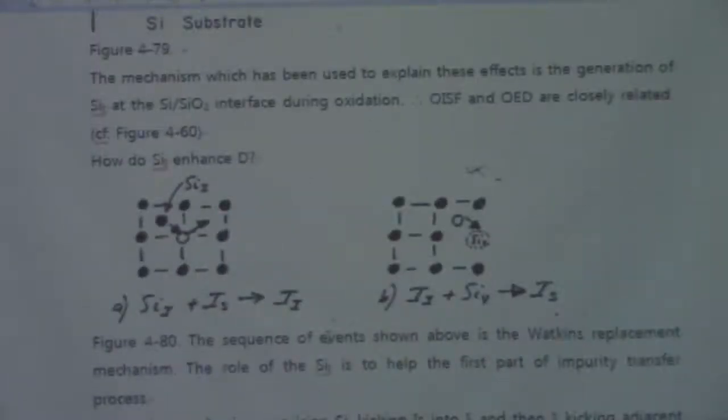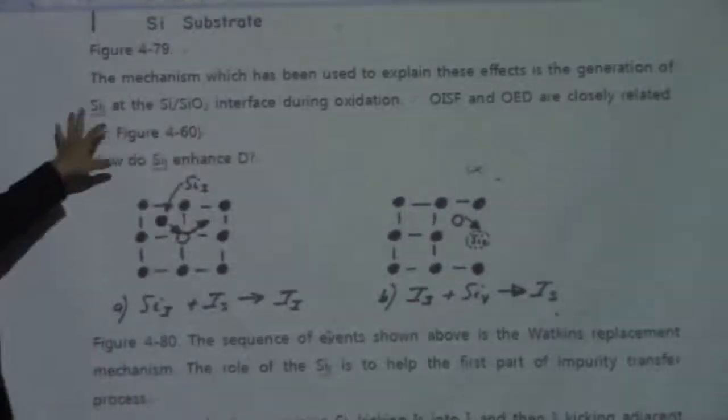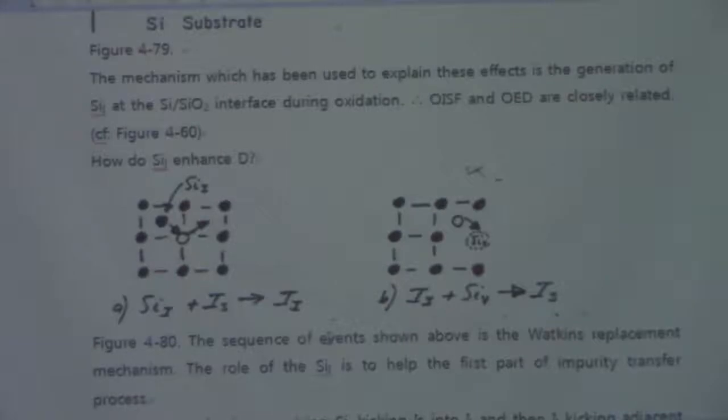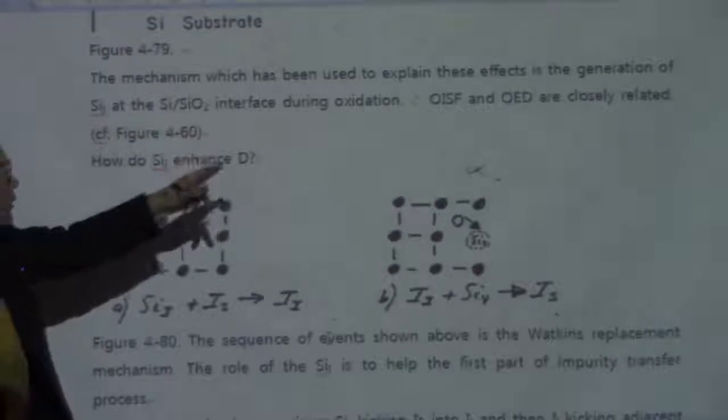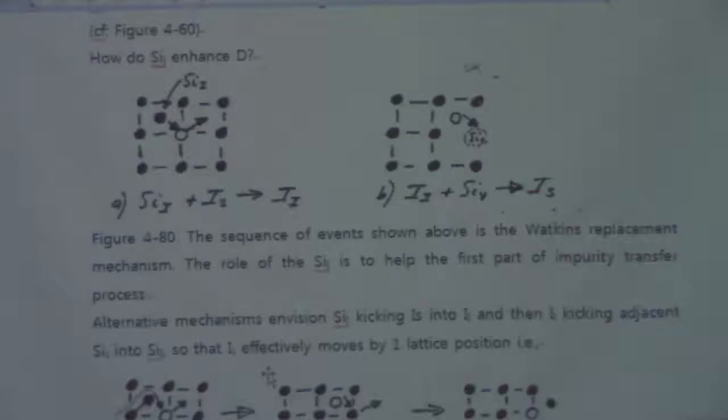And the mechanism which has been used to explain this effect is the generation of silicon interstitials at the silicon-silicon oxide interface during oxidation. We have seen this for the oxidation case before, right? OISF and OED are closely related. Now, how can you explain this? Interstitial silicon can enhance the diffusion, and that is one model.